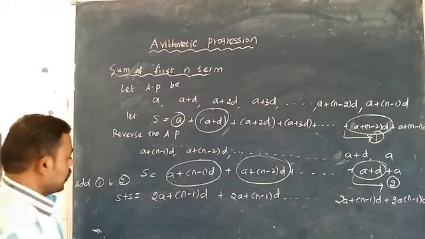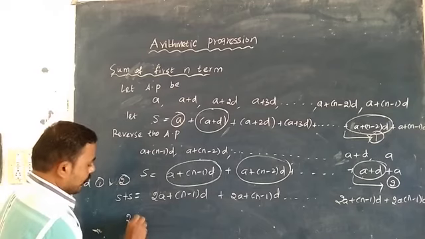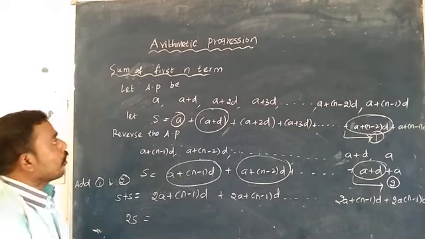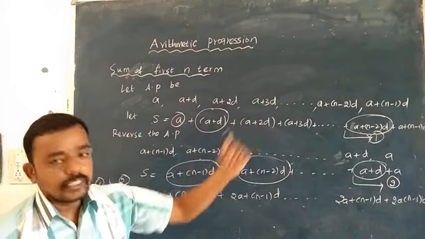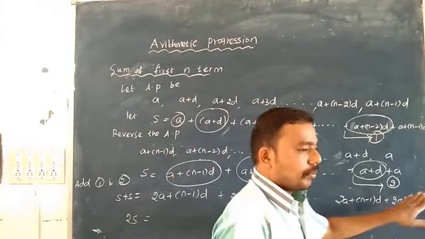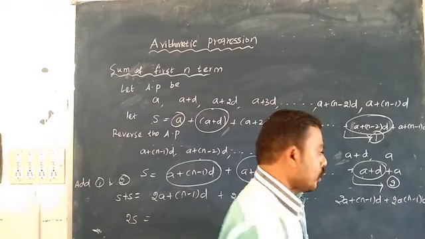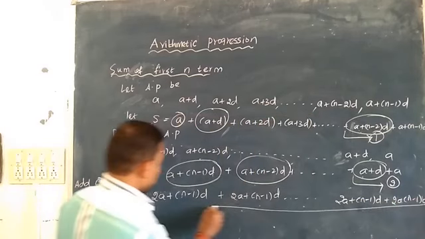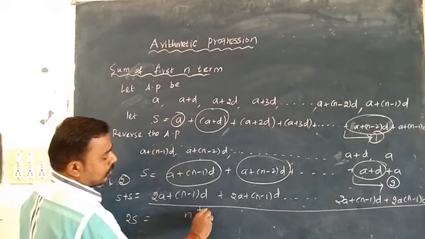Now think about S plus S, we can write 2S. Here how many such terms have we written? N terms. First term, second term, third term, fourth term, fifth term, sixth term, like that. Here n terms. So here totally how many terms? N terms.